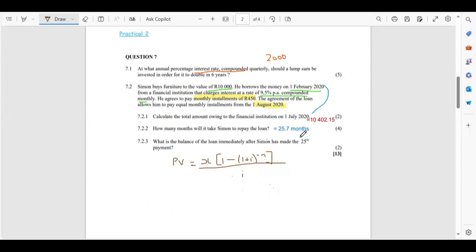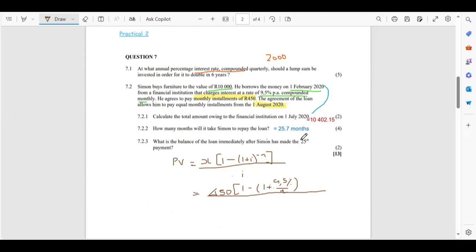Basically here they're looking for the balance of the loan, which would be the last installment that Simon needs to make. Now we're looking for the balance of the loan right after he paid the 25th payment. How much was he now owing after the 25th payment? So let us substitute what we have. Our X, which is our monthly repayments of 450, square brackets, 1 minus 1 plus my interest rate, which is unchanged, so it will be 9.5, all to the power minus n. Now, what is my n?